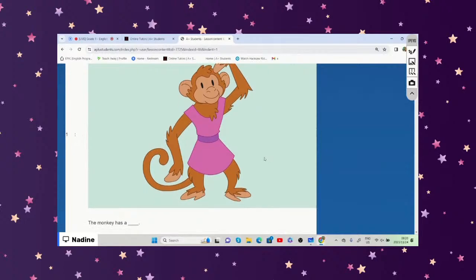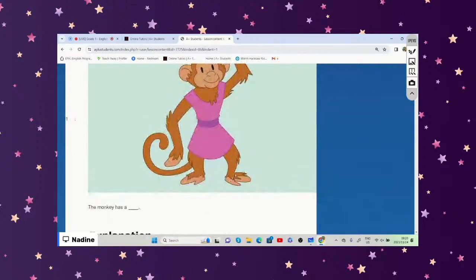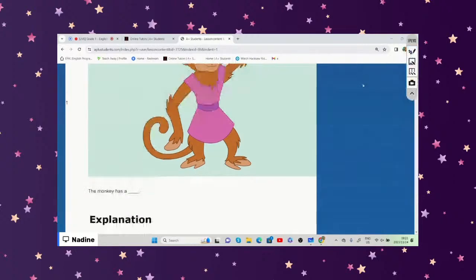So now the question is, the monkey has a what? What does the monkey have on? And we can say the monkey has a dress on. So the monkey has a dress, right? The dress can be a purple dress or basically just a dress. So the monkey has a dress.